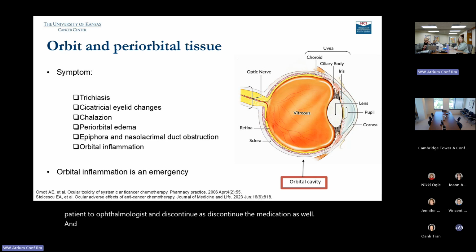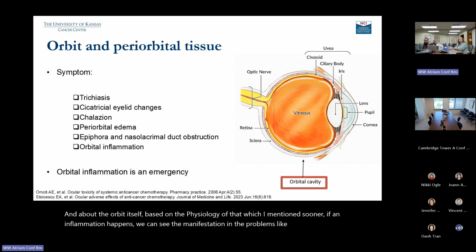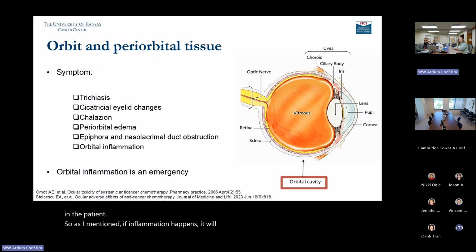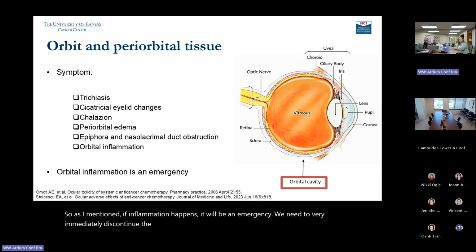About the orbit itself, based on the physiology I mentioned earlier, if inflammation happens, we can see the manifestation in problems like pain in the movement of the eye, and it can go up to even potential optic neuropathy and even blindness in the patient. So, as I mentioned, if inflammation happens, it is an emergency. We need to immediately discontinue the drug, and very prompt evaluation by a specialist is required.